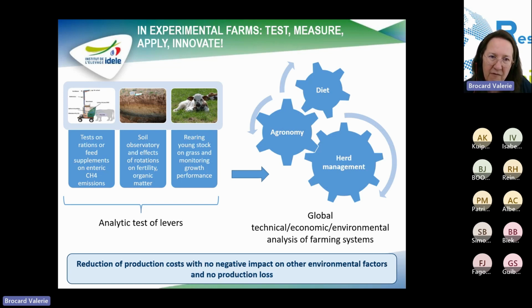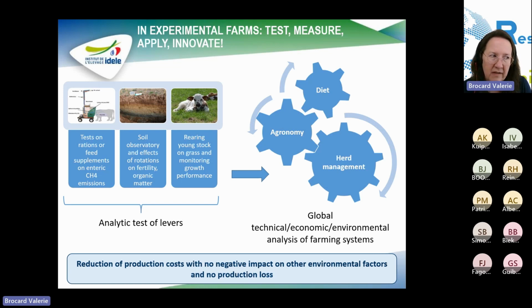Then there are some specific observations and measurements that can only be done in experimental farms because you need to repeat them every year during 10 years or 20 years, like all the topics related to the carbon in the soil and the soil observations, to measure the impacts on the different rotations, the way you are managing your land, which impacts the fertility, organic matter at different levels of the ground. This can be done on an experimental farm, but it's much harder to do on a commercial farm.